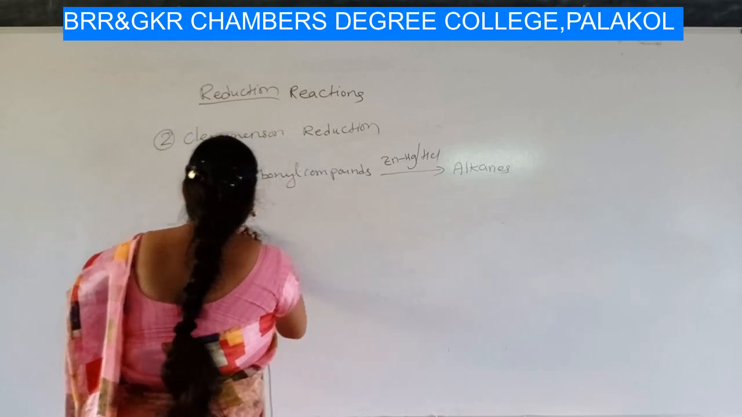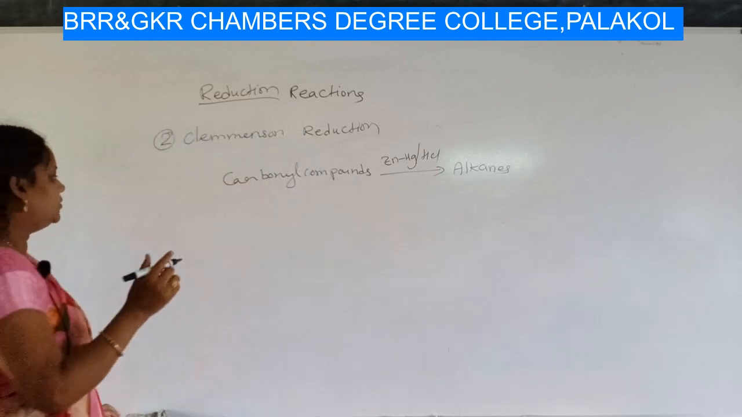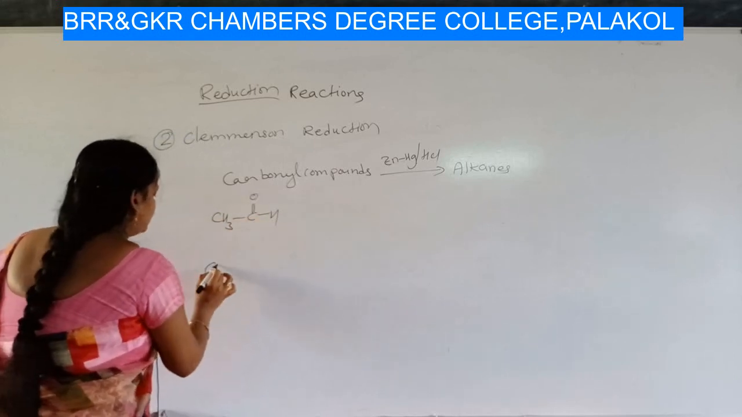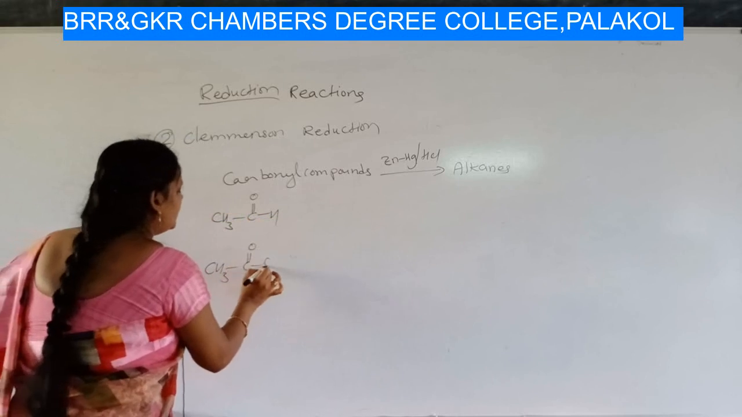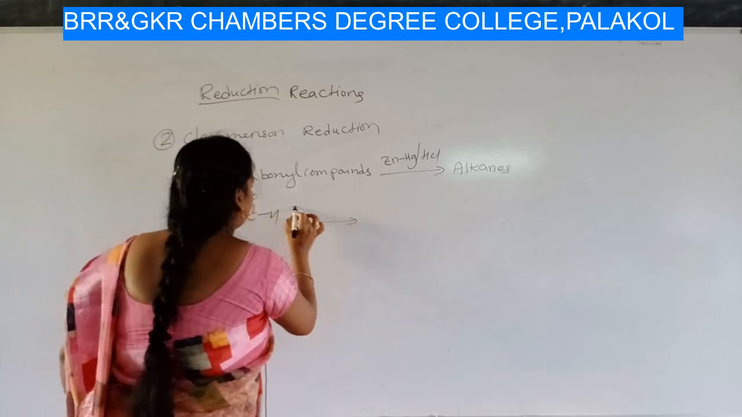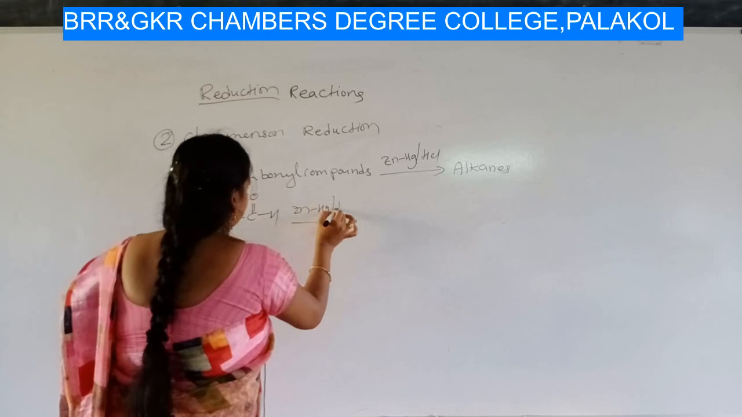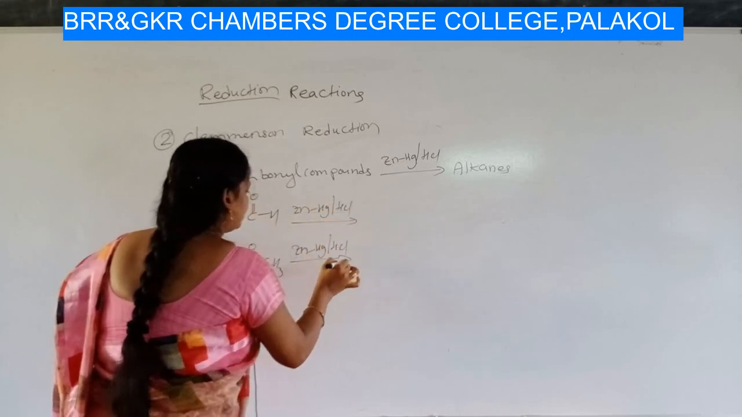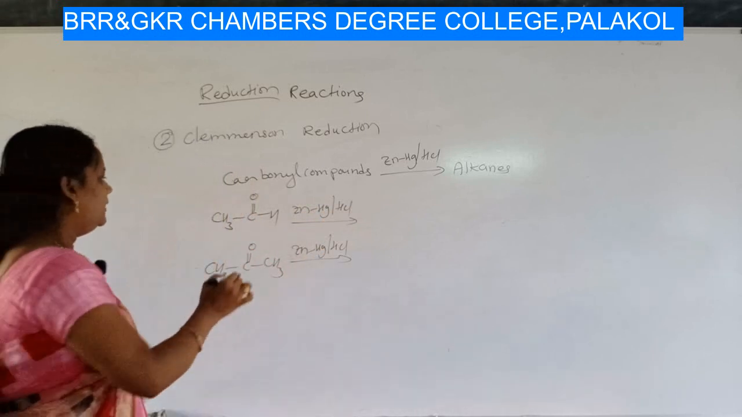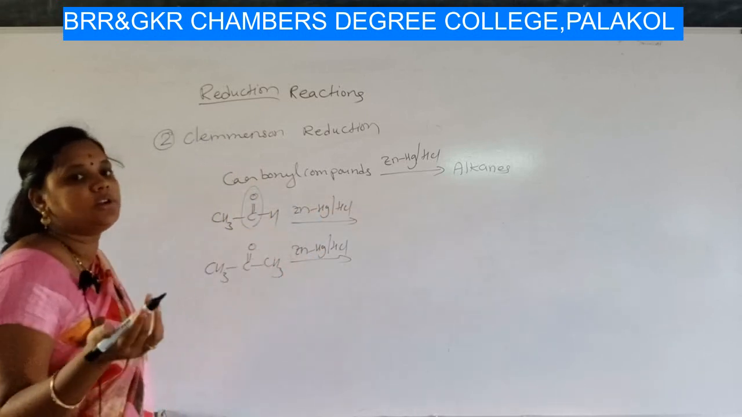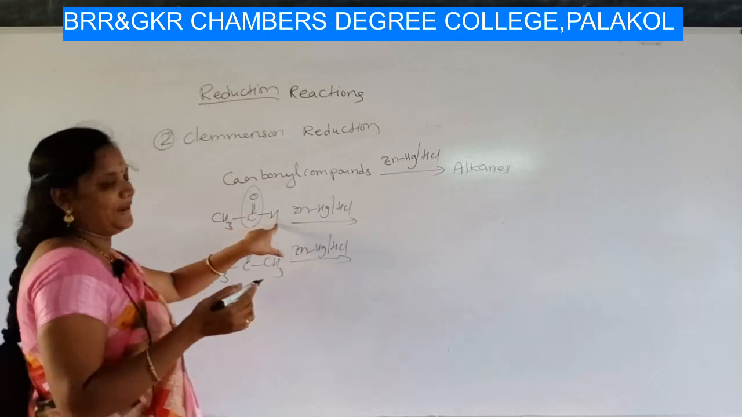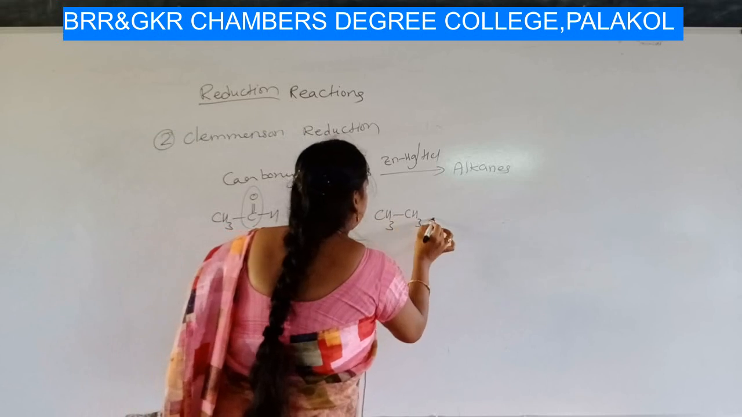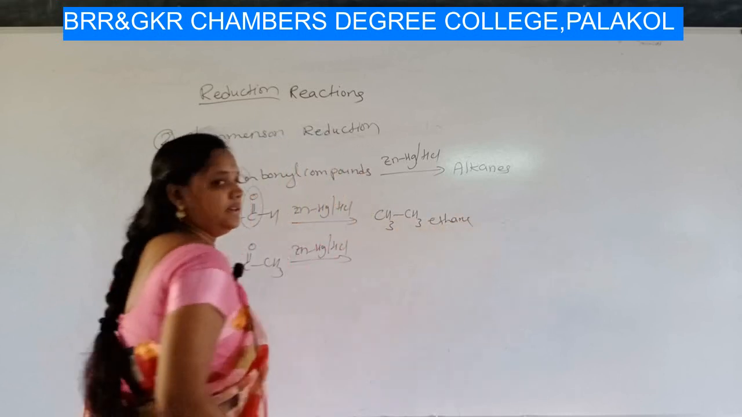Let us take a few examples, two examples. Let us do with acetaldehyde. CH3 C double bond OH and CH3 C double bond O CH3. What happens in the presence of zinc amalgam and HCl? The C double bond O will get converted into CH2, CH2 plus H, CH3. The product is CH3, CH3. So the product is ethane.